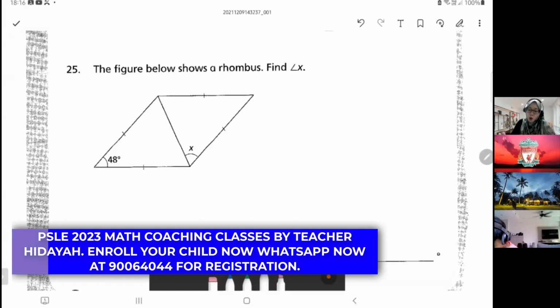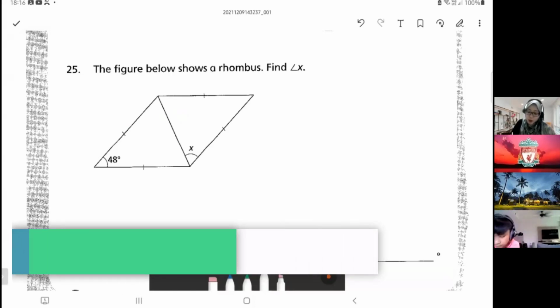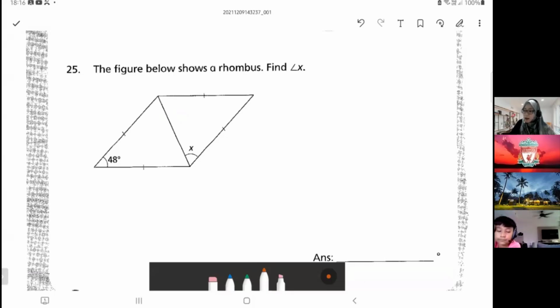The figure below shows a rhombus. Find angle X. So you have a rhombus, which means you can see that all the sides are the same. Can you see all the sides are the same? Okay. And then you can see these lines. I taught you just now already that this and this means this is an isosceles triangle.